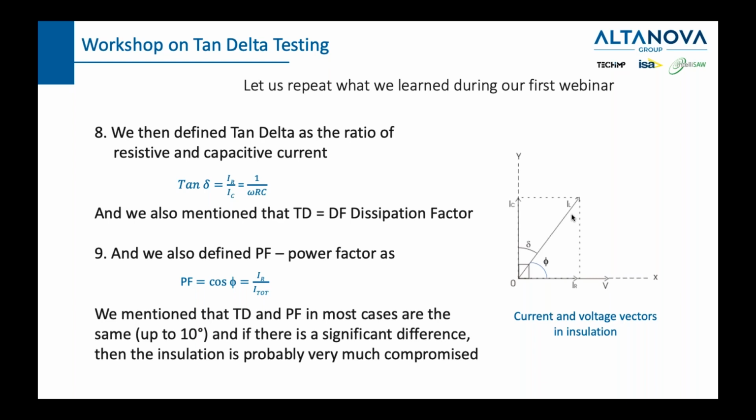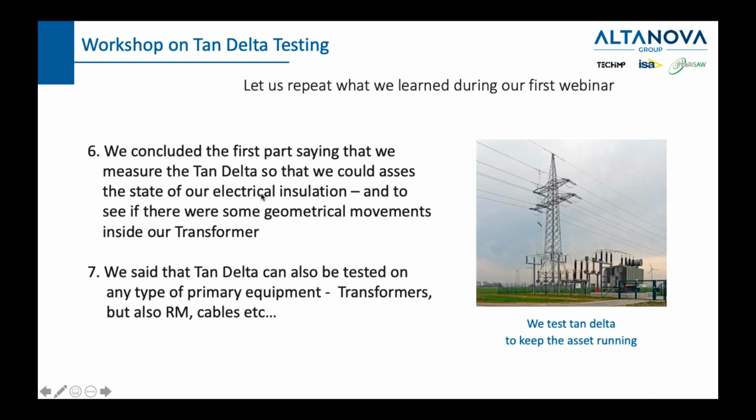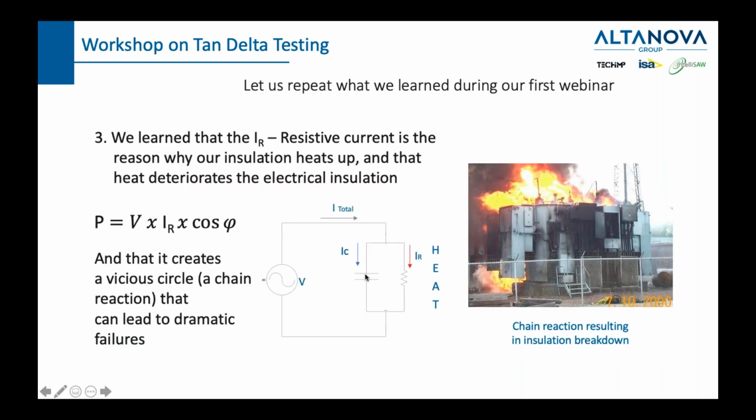Then we defined what is tan delta. So tan delta is resistive current divided by capacitive current. So we can see that here. And if we express these currents in a different way, we can also reach the formula 1 divided by omega RC. What is R and C? Well, R and C are this capacitor and this resistor here.